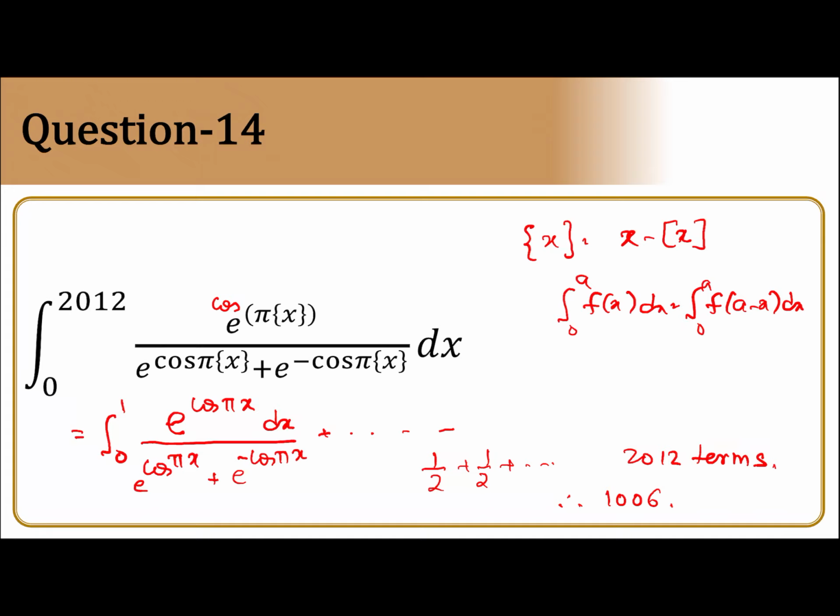More examples. 14. So here we use integral 0 to a f of x dx is integral 0 to a f of a minus x dx. So the same will come: 2I is equal to 1 will come, I equals 1 by 2. 1 by 2, 1 by 2, 2012 terms will be there. Therefore, 2012 into 1 by 2 will give you 1006.